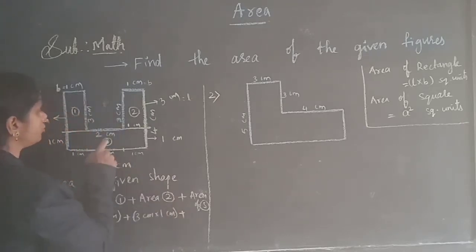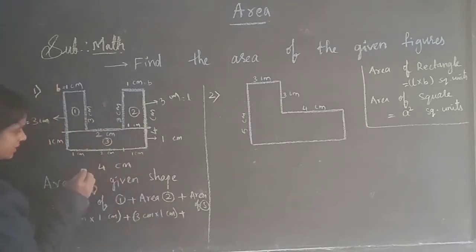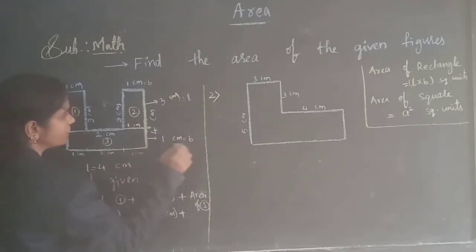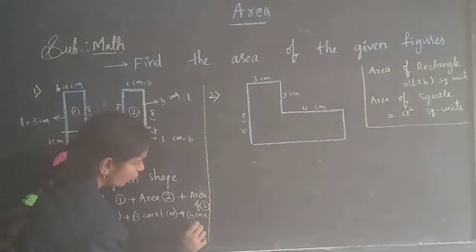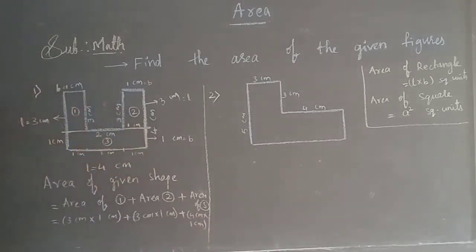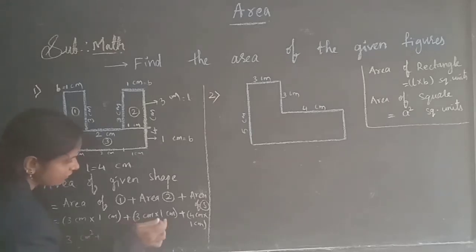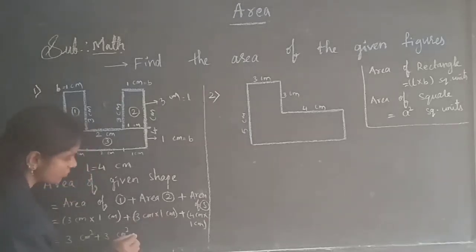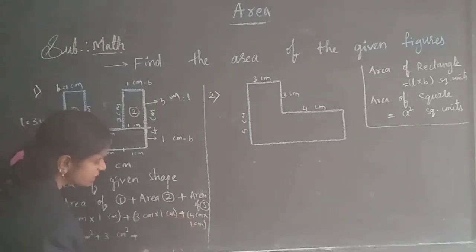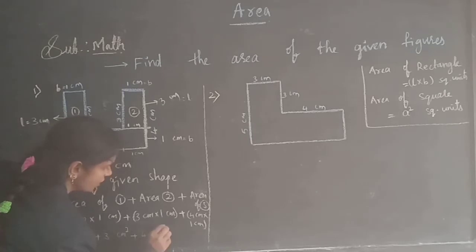Plus, coming to the third one, here the length is this, children. So the length is 4 centimeters and this is the breadth. So 4 centimeters into 1 centimeter. Okay, now next step: 3 ones are 3 square centimeters, plus 3 ones are 3 square centimeters, plus 4 ones are 4 square centimeters.